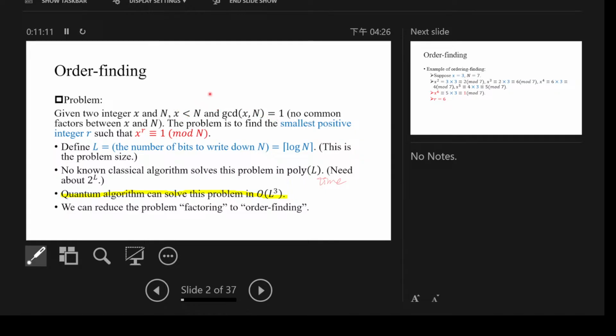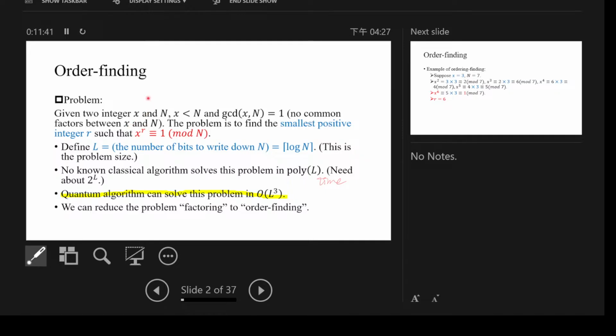The number we're going to find is this: if we keep multiplying x, when will x to the power of something equal 1 mod n? The smallest number r such that x^r equals 1 mod n is called the order of x with respect to n. This order of x is what we want to find. So the problem, order finding, is to find this order r.